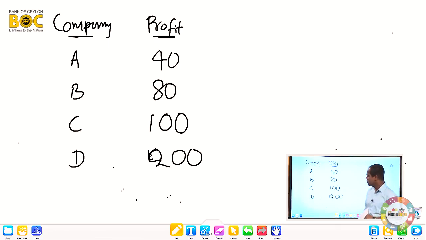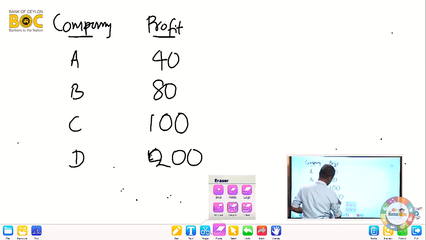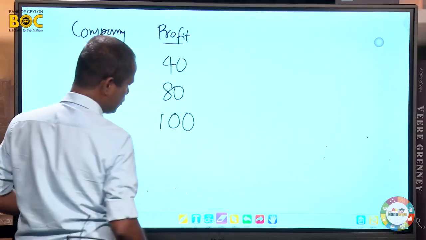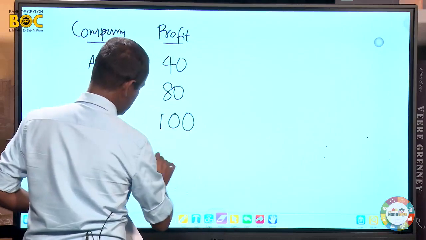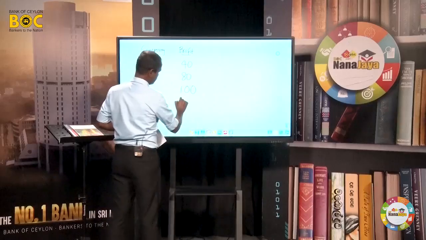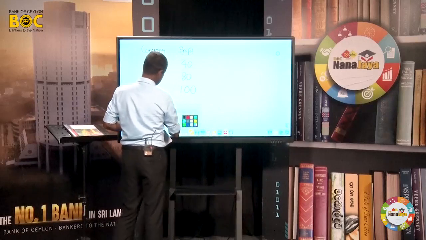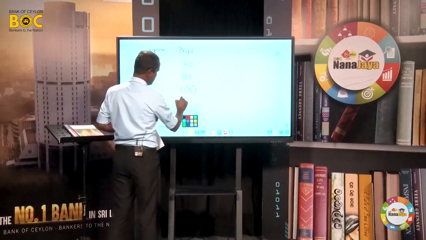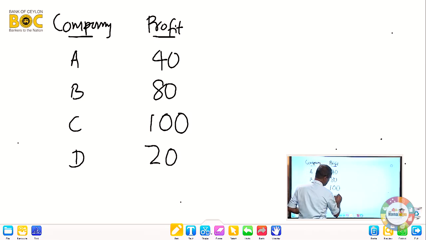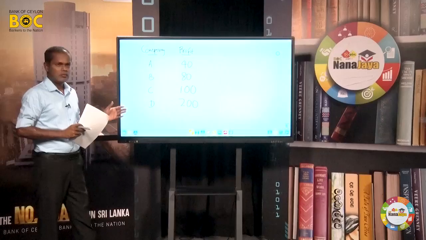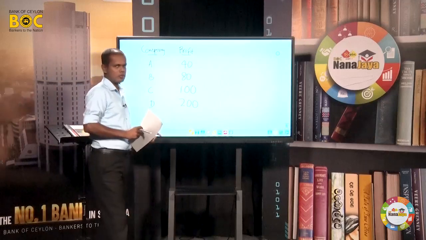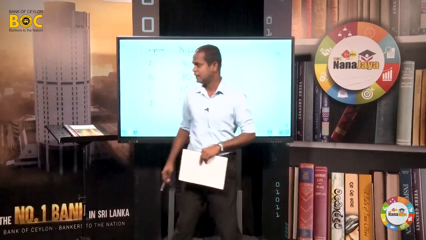Assume an investor wants to invest his money in these four companies. If the investor wants to invest his money in these four companies, which company will he decide to invest in?